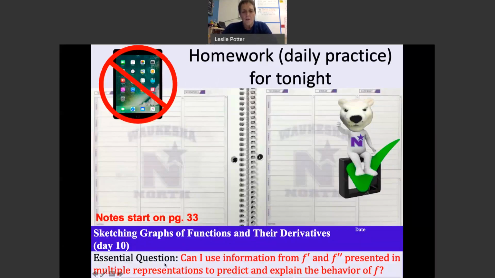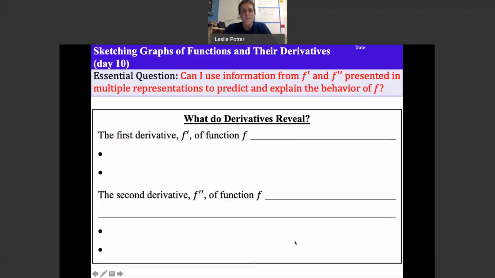So our central question is, can I use information from the first derivative and the second derivative presented in multiple representations to predict and explain the behavior of the function? So it's kind of like working backwards. What we mean by multiple representations is that I could get information about the derivative and the second derivative in a graph or a table or a function. So that's the several representations.